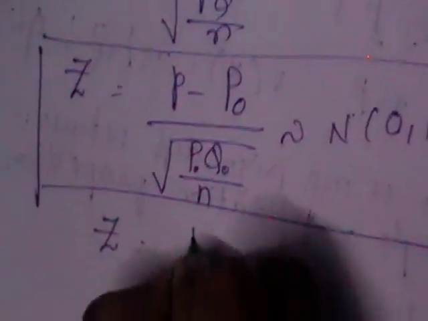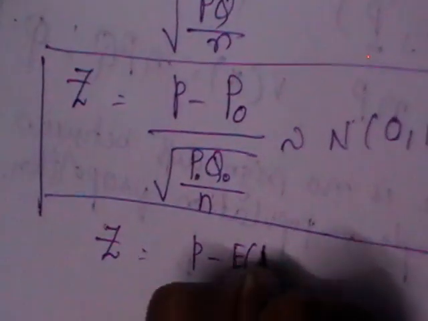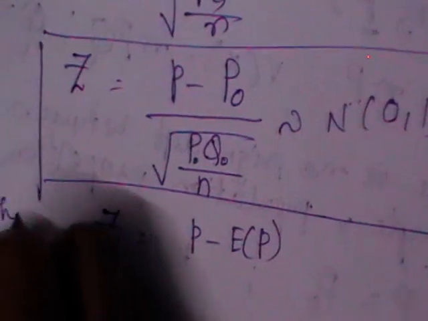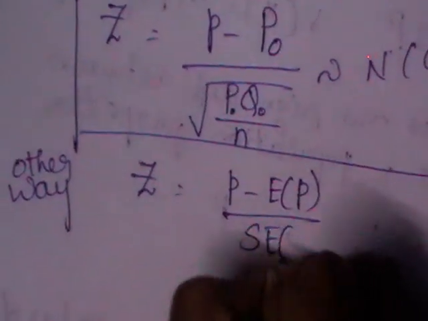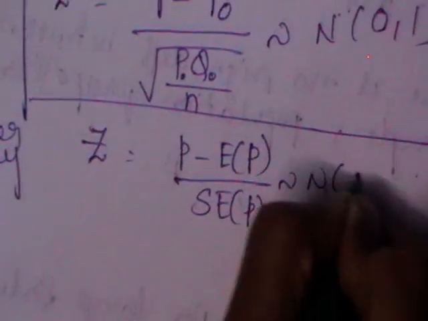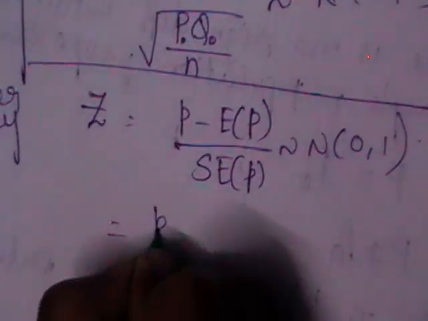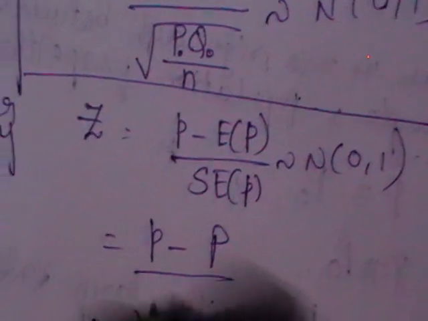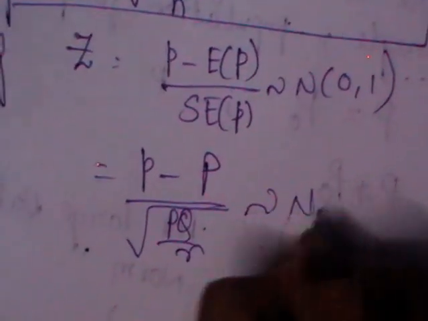proportion, and you should write it in the same way in the examination. To remember, you can write Z is equal to P minus expectation of P by SE of P follows N01. This is the other way of writing the test statistic. Expectation of P is capital P. What is standard error of P? Root over PQ by N. But in the examination, you should cover all these steps. So this is the test statistic.